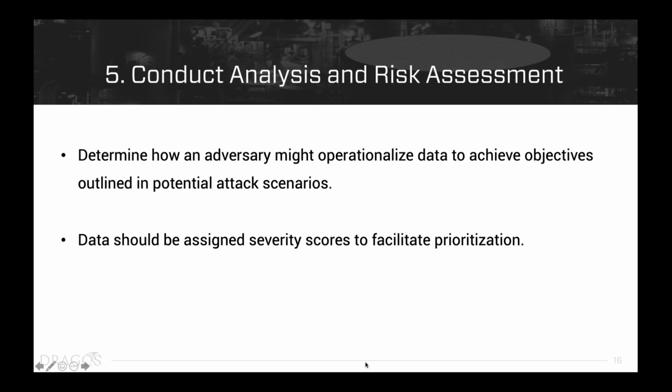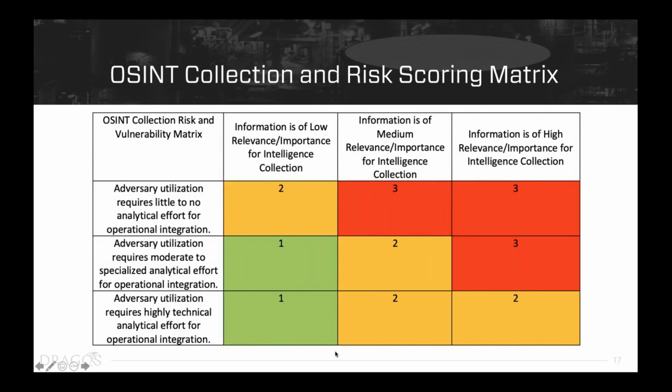All right. So, conduct analysis and risk assessment. Once data is collected, analysts and defenders should determine how an adversary might operationalize that data to achieve objectives outlined in potential attack scenarios. Data should be assigned severity scores based upon the risk that that data poses to the organization, based on the matrix that we'll show you in the next slide. For instance, information that could facilitate initial access and is easily accessible to the adversary should be assigned a higher score value compared to information that does not enable an adversary to fulfill an attack objective and is difficult to obtain.